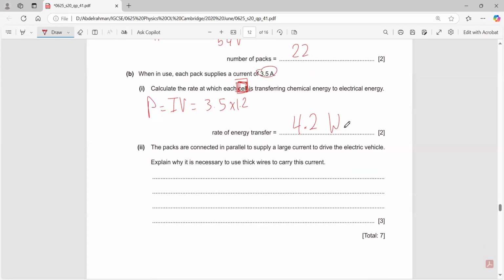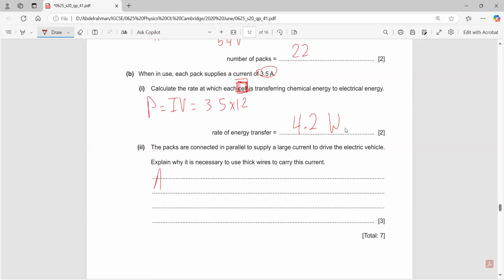The packs are connected in parallel to supply a large current to drive the electrical vehicle. Explain why it is necessary to use thick wires. Why do we need to use thick wires? As you increase the cross-sectional area of wires, what happens? The resistance decreases.